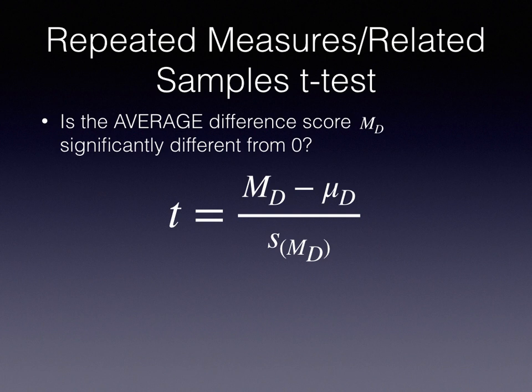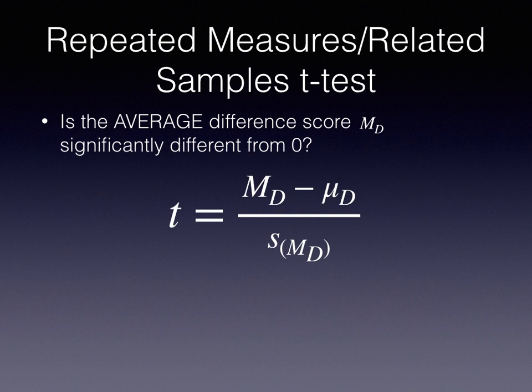T is calculated very similarly but slightly differently from the independent samples t-test. We're really seeing if the average difference score in our sample is significantly different from 0. So T is equal to our sample mean difference score, which we get by subtracting in the same direction to get a set of difference scores and then taking the average of all those difference scores. We subtract a hypothetical population mean difference score, which we write mu sub D, and divide it by the estimated standard error of the mean difference score. I'll tell you what that is later.